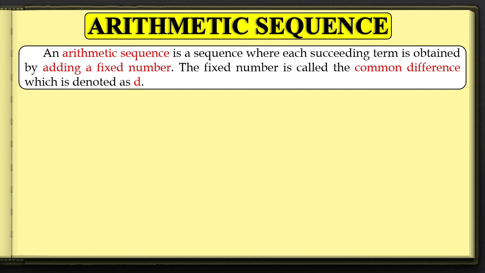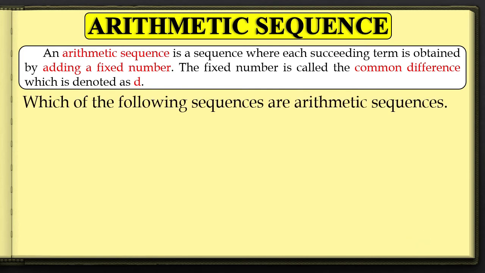Simple lang ang rule o pattern. Ang susunod na term ay palaging makukuha sa pamamagitan ng pag-add ng isang fixed number. Tinatawag itong common difference dahil ang bawat magkasunod na term ay may pare-parehong sagot kapag ibinawas mo ang unang term sa kasunod nito. Subukan natin ang mga halimbawa sa ibaba.